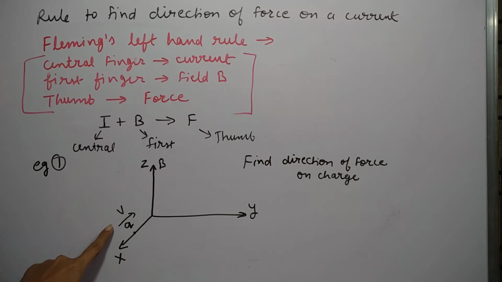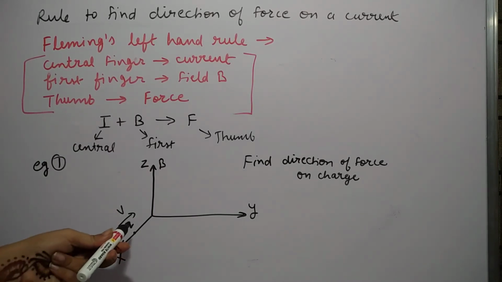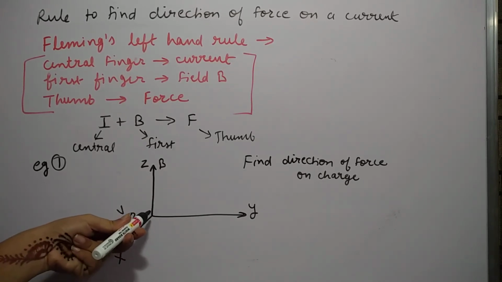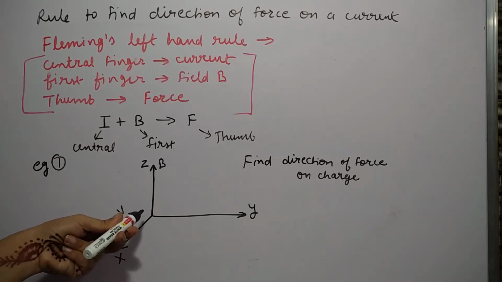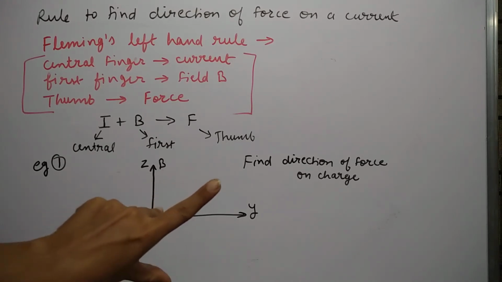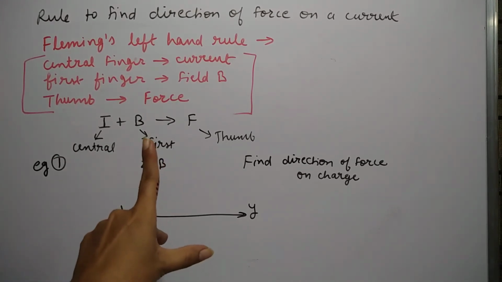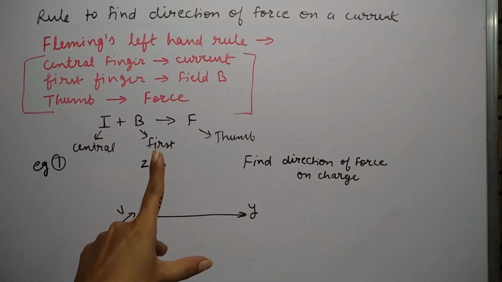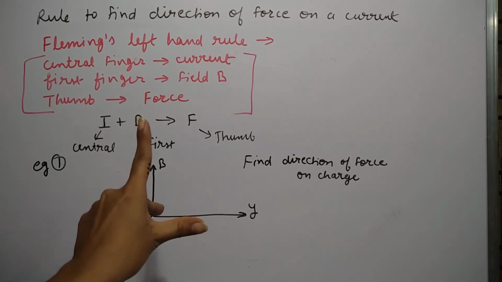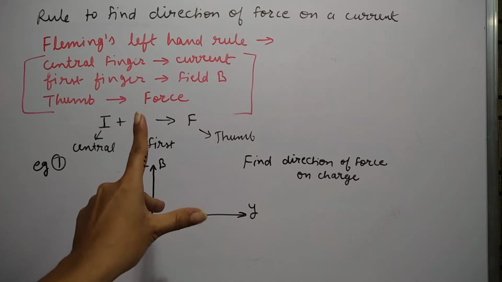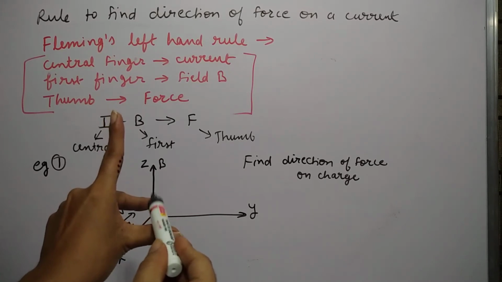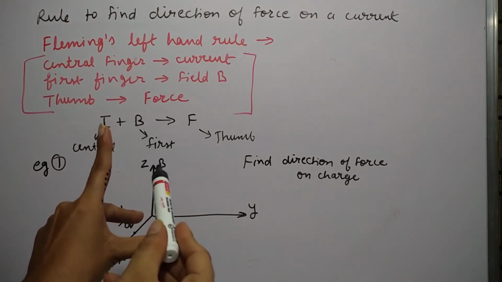First of all, you see this charge is going in the board. That means the current is going in the board. So you have to turn the central finger in the board. Then the first finger should be in the field direction. The field is upward. So where is the thumb pointing? The thumb is pointing in the Y direction. Did you understand? You see, this central finger is going in the board, and the first finger is going in the field direction upward.